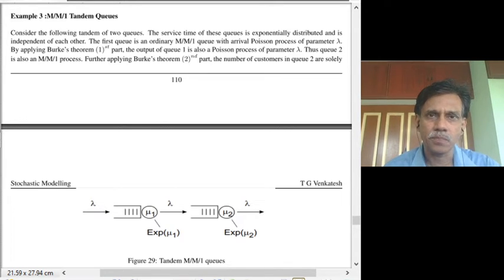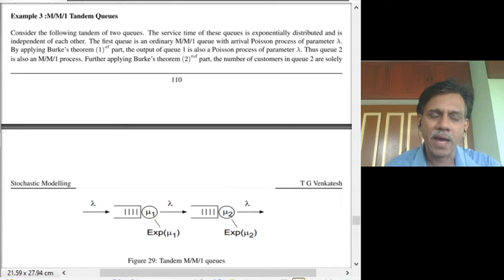This is a tandem of queues. The waiting space in Q1 as well as Q2 have no constraints, so it is basically infinite buffer queues. We know that by applying Burke's theorem, which tells that in an MM1 queue, the departure process is also Poisson and it has the same rate as that of the arrival process. So the departure process of Q1 is also a Poisson process with rate lambda, which is the same rate at which customers arrive to Q1.